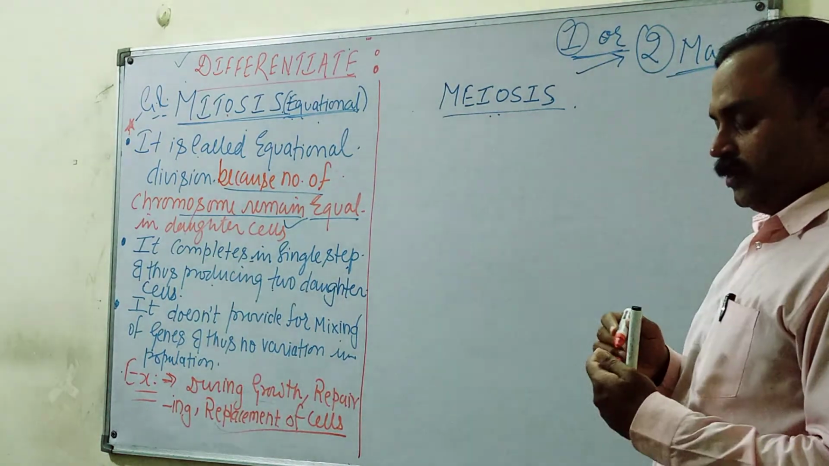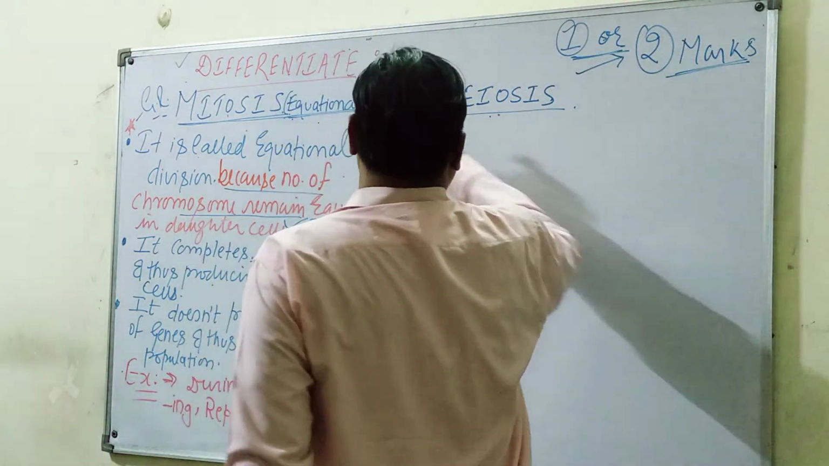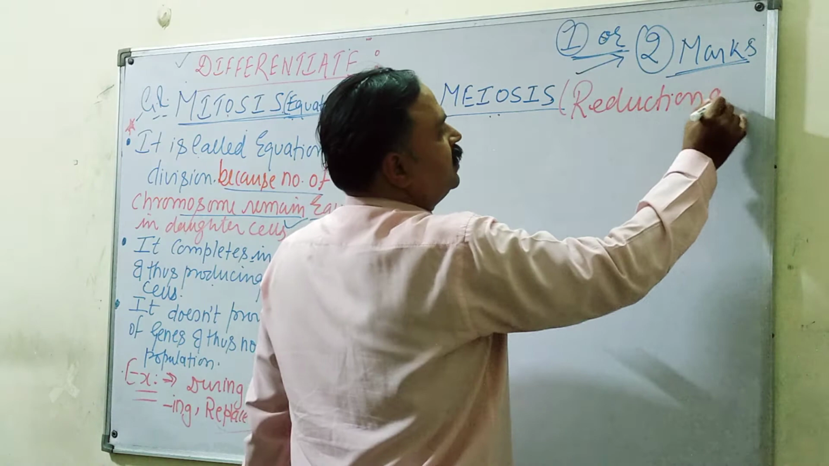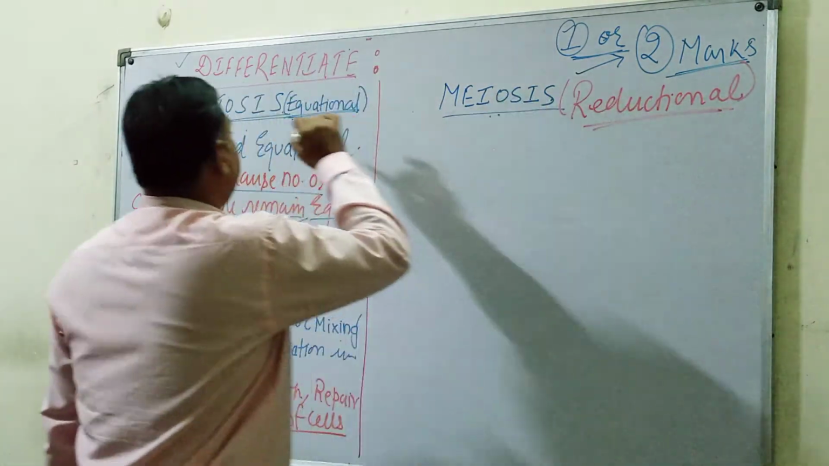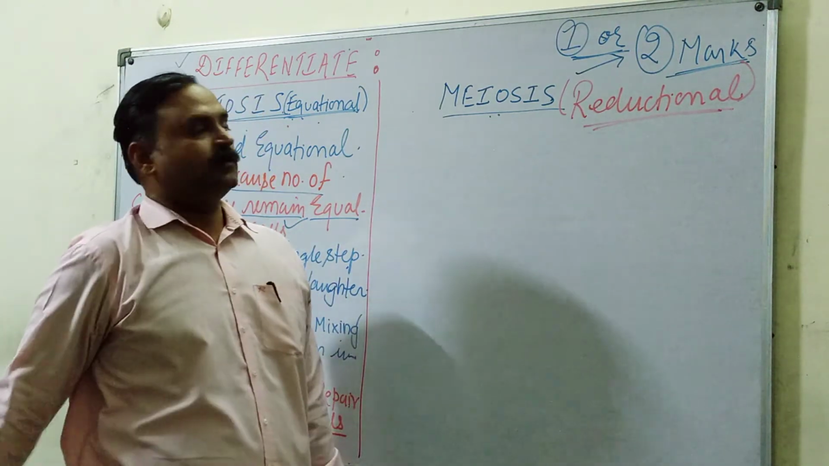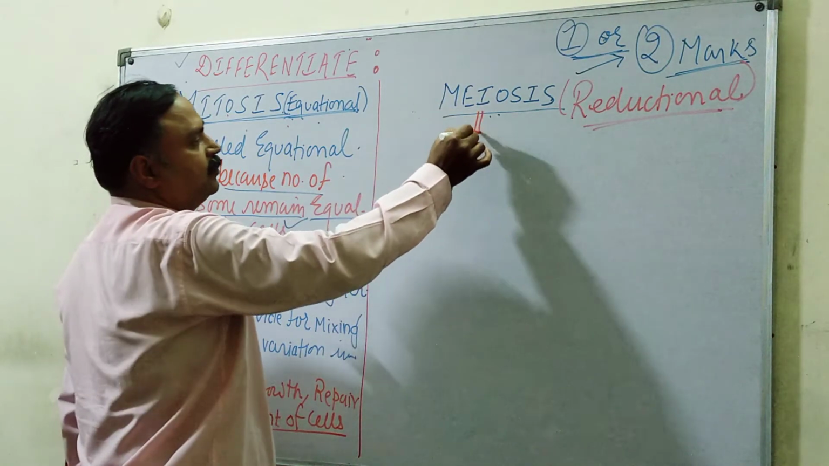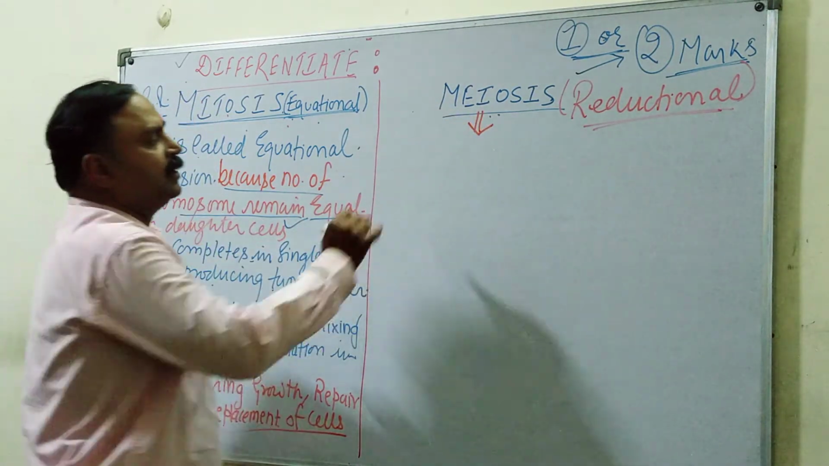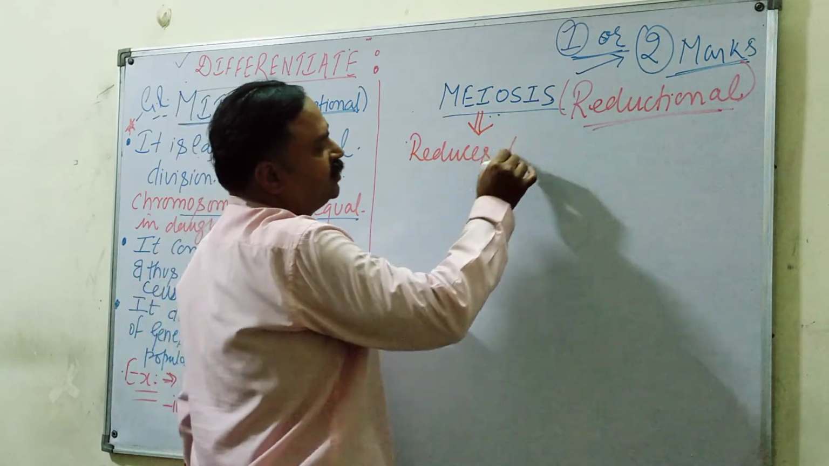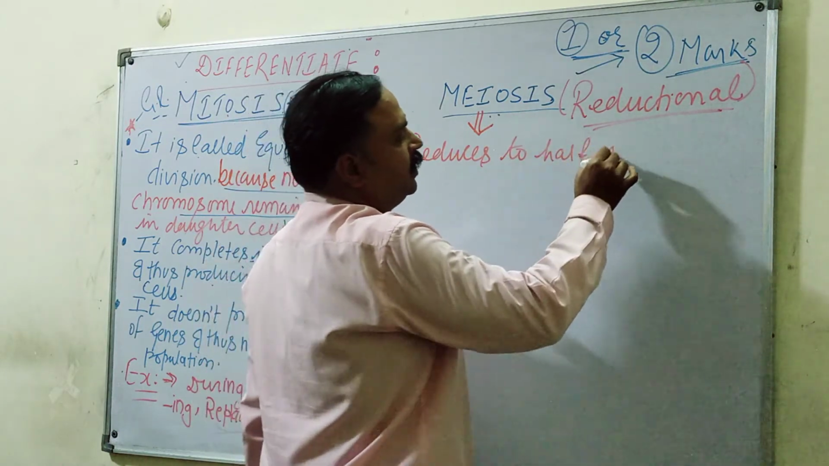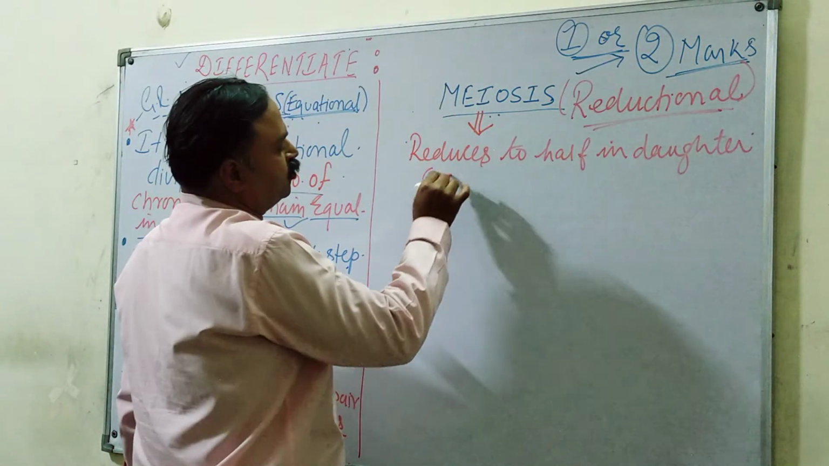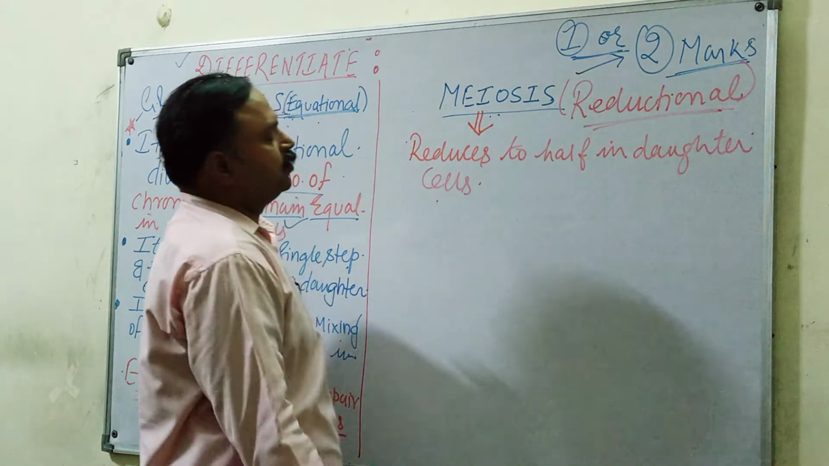Now let us see the opposite and parallel points. What is the opposite and parallel point? It is called reductional division. You cannot imagine it properly in comparison with mitosis because meiosis stages are not in the ICSE course, but the differences are there. It is called reductional division because the number of chromosomes reduces to half in the daughter cells. Means if the parent cell has 4 chromosomes, the daughter cell will have 2 chromosomes.